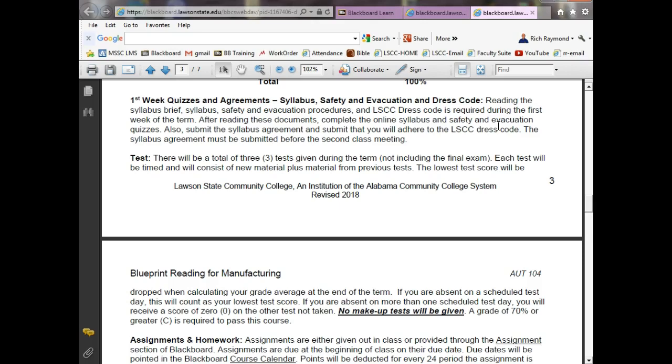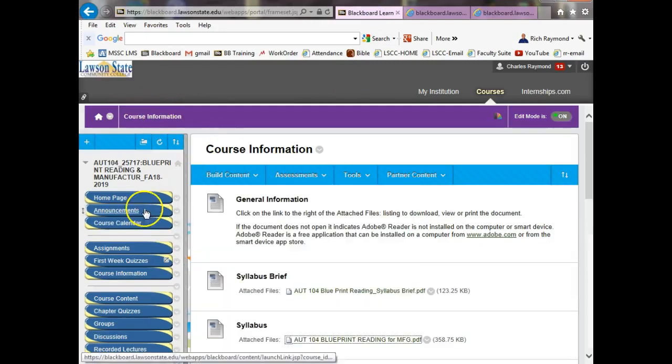there'll be 3 tests given during the term, and the test schedule should already be up there on the course calendar. So what we have on the left-hand side is a course calendar.